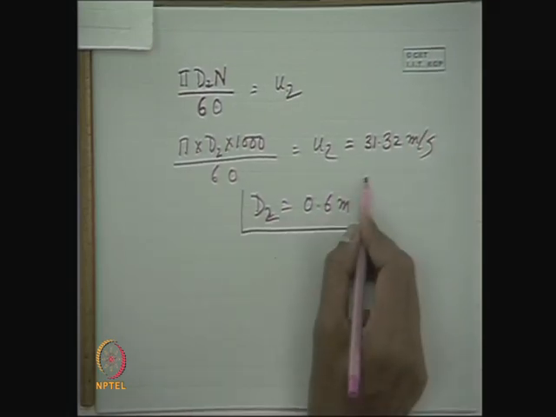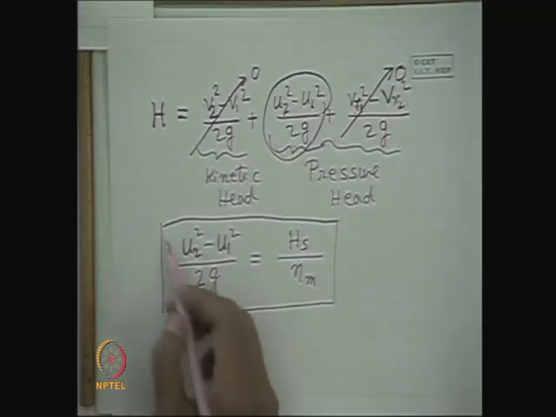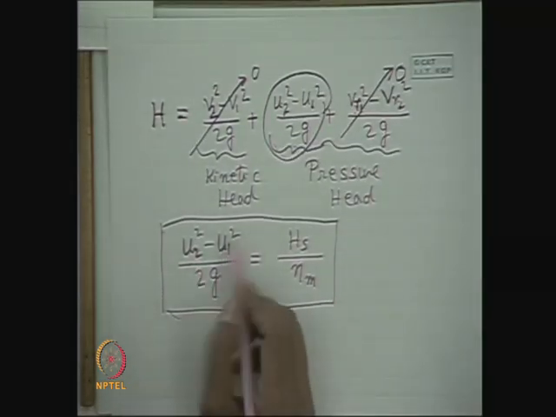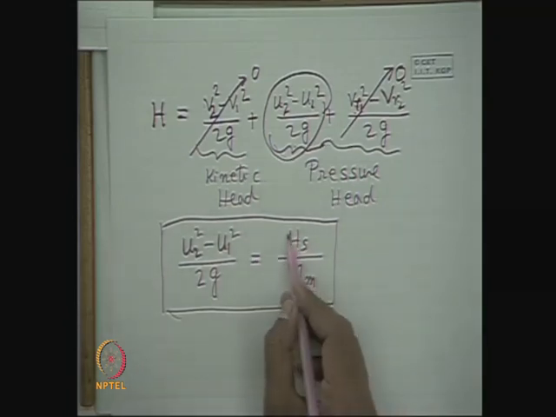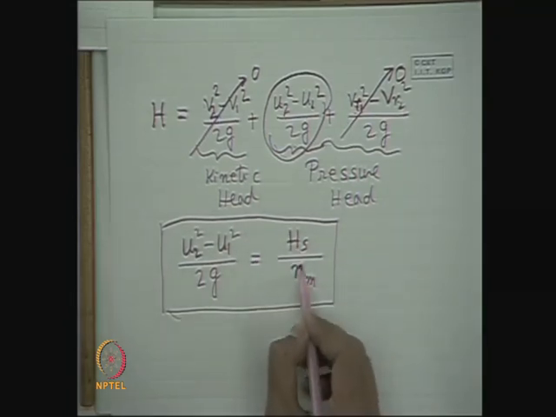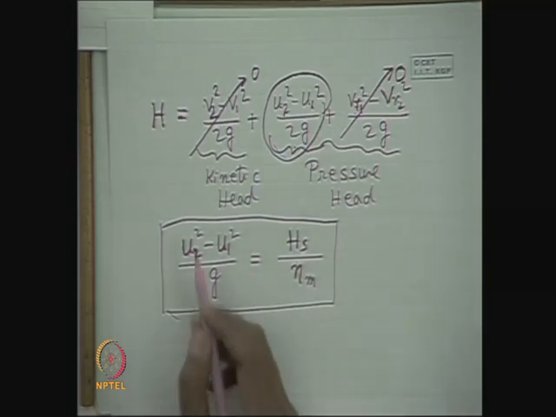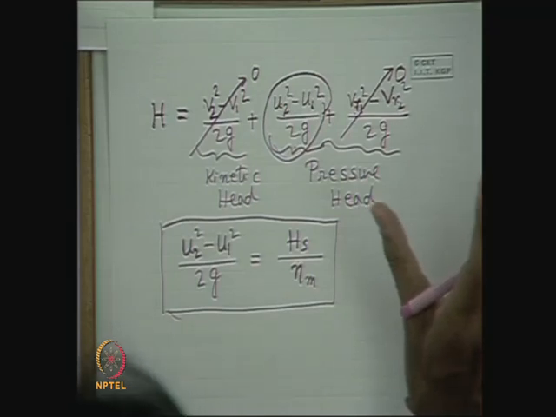So this is a very interesting problem, and the most interesting information is this: for a pump of given dimensions, there should be a minimum rotational speed for the pump to start against a static lift with a given manometric efficiency. Or for a given rotational speed, the pump must have a minimum impeller diameter for it to start.